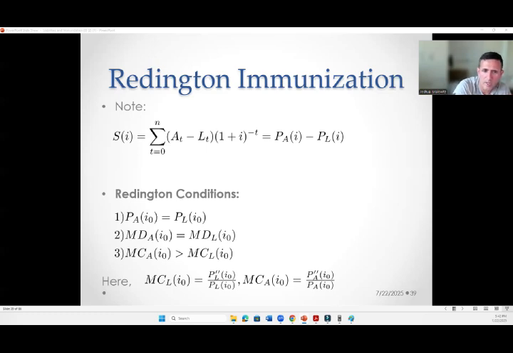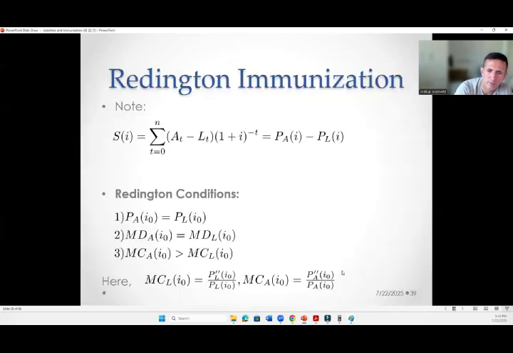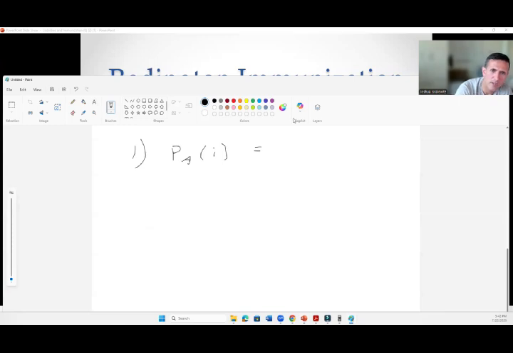So what's going on here is as follows. I'll just write down the three Redington conditions. In particular, at t equals 0, the present value, this is the first one. The second one is P prime.